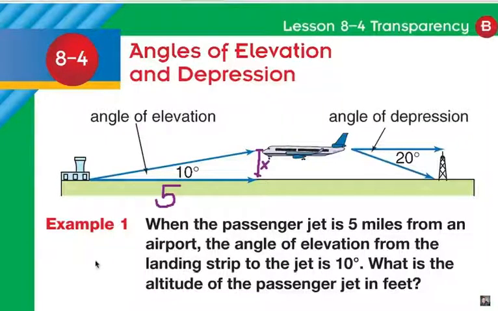You can see that this is a distance of 5 miles right here, and we want to know how far the jet is above the ground. This is a right triangle problem using a trig function, and the angle of elevation is 10 degrees. Ignore this part on the right, that's for our next example. Click pause and give that a try.